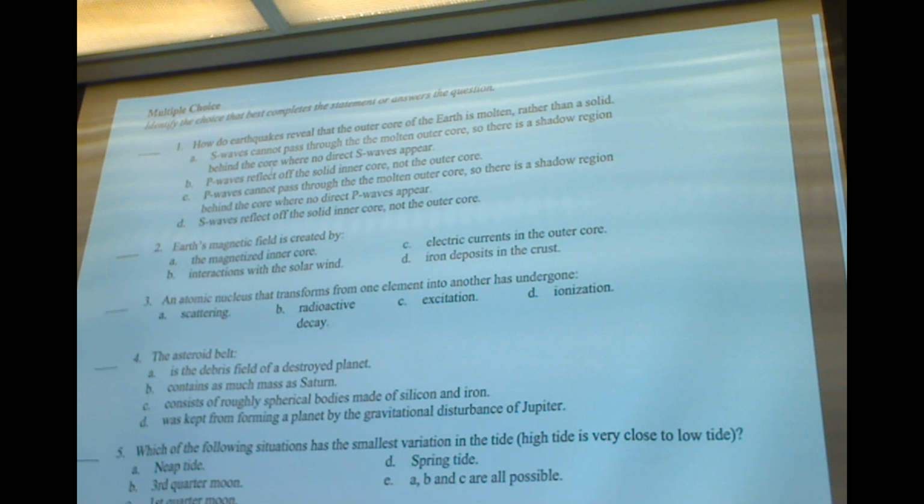So it consists of roughly spherical bodies? Not really. They're actually really funny looking, right? They're lumpy. They're weird looking. They're not spheres because they're not very massive. When they're spherical, that means they're pretty massive to shape themselves into a sphere. There are a couple really big ones that are spheres, but most of them are small. Was kept from forming a planet by the gravitational disturbance of Jupiter. That's the right answer. Most of the asteroids in the asteroid belt are just leftover planetesimals that never made planets. Only the largest planetesimals made planets.